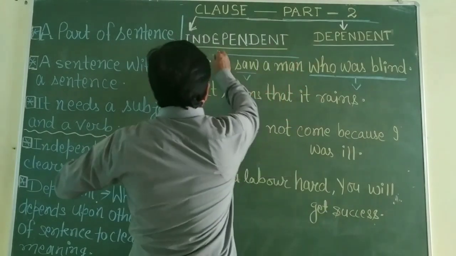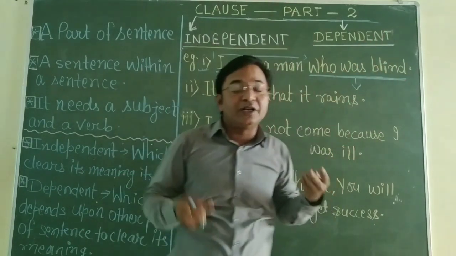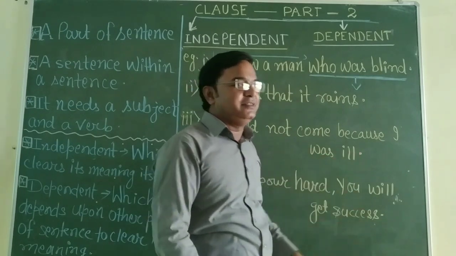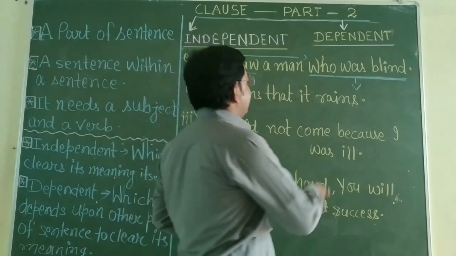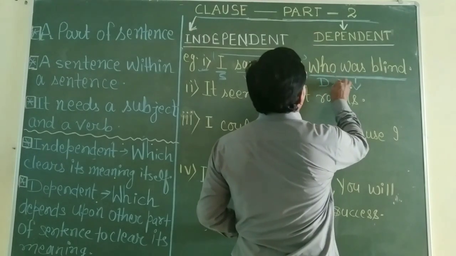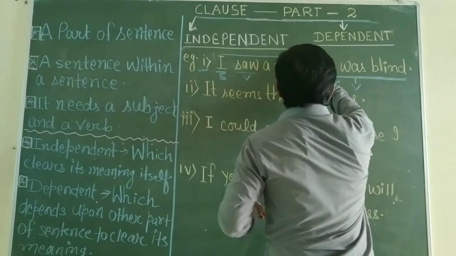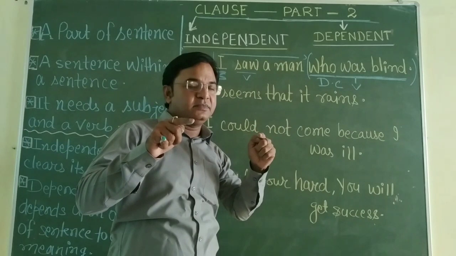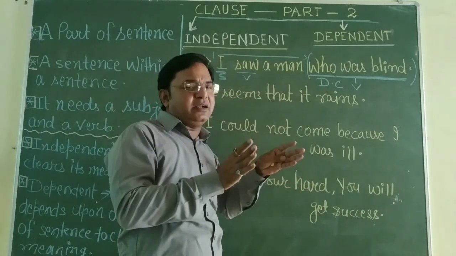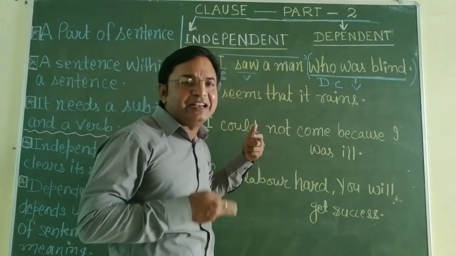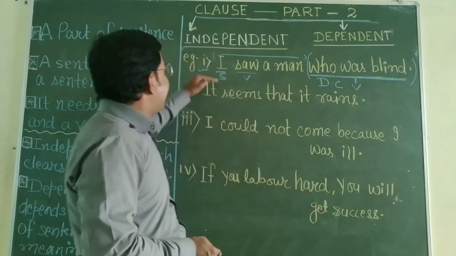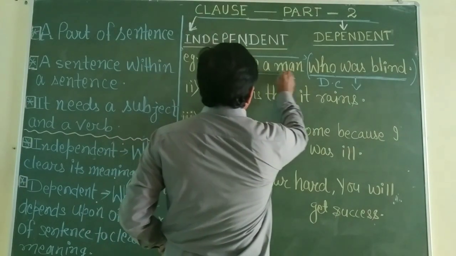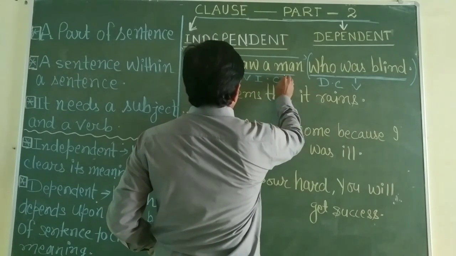Suppose this part is not written on the board, only who was blind is written. What is the meaning of who was blind? Whether it was an animal or any human being, it is not clearing its meaning itself. That's why it is a dependent clause. Now suppose this part is not written, only I saw a man. Think yourself whether this group of words is clearing its meaning itself or not. I saw a man. Definitely, it is clearing itself. So this part is independent clause, which we denote with I.